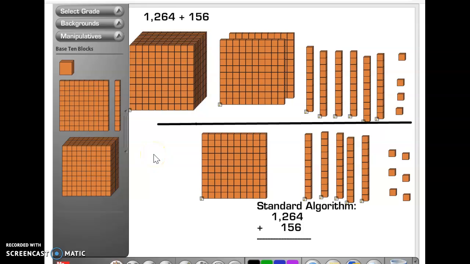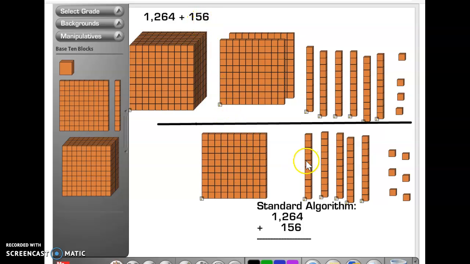Now I'm going to take a look at how to use the standard algorithm for regrouping. I have gone ahead and built the number 1,264. I have 1,000 here, 2 hundreds, 6 tens, and 4 ones. That's my first number. And I'm going to add 156 to that number.